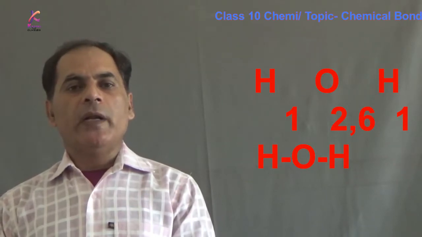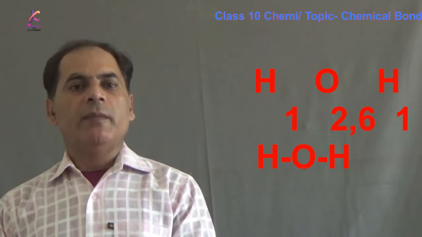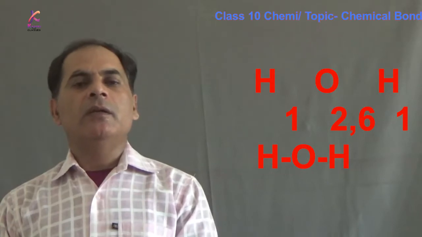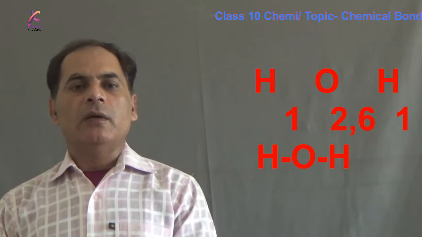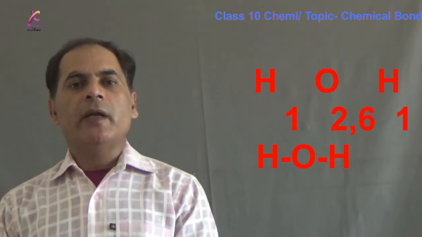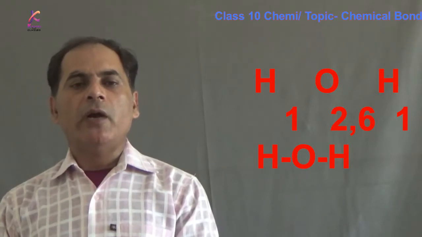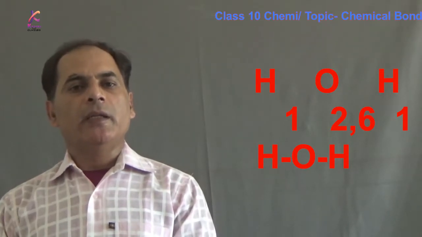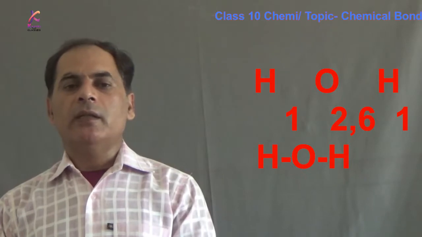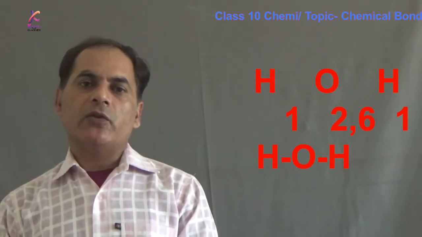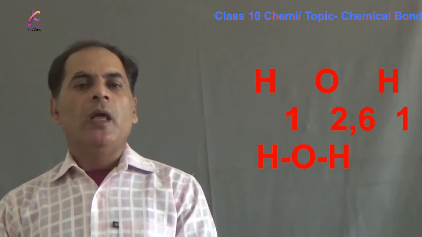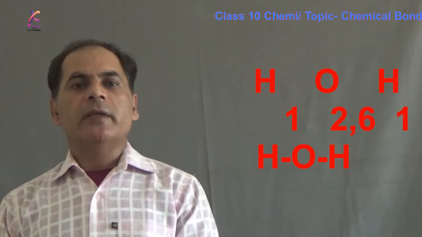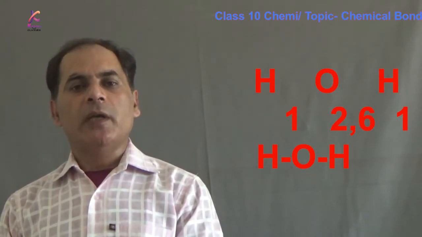So the 1 electron of each hydrogen will be shared with the oxygen atom. We can see 1 electron of one hydrogen is shared with 1 electron of oxygen, and 1 electron of the other hydrogen is shared with another electron of oxygen. In this situation, each hydrogen gets its duplet complete, and oxygen also gets its octet complete by sharing electrons.